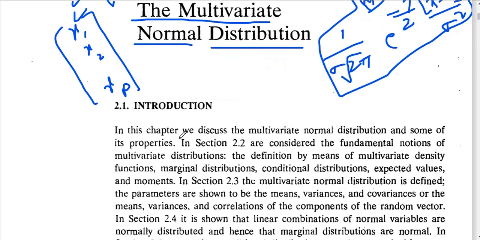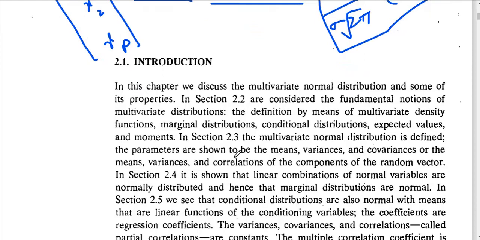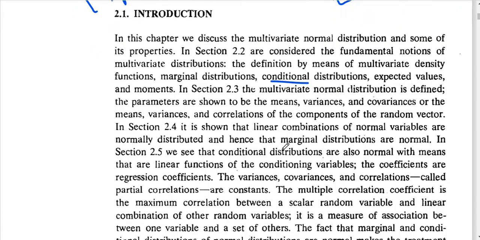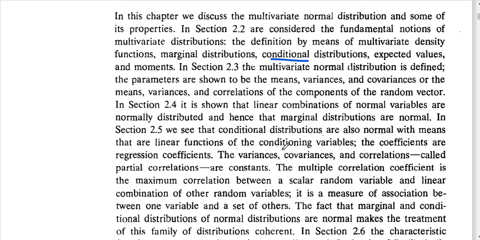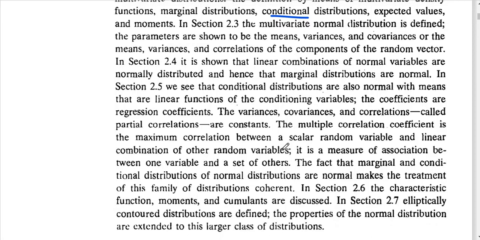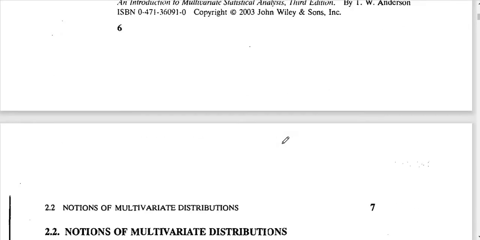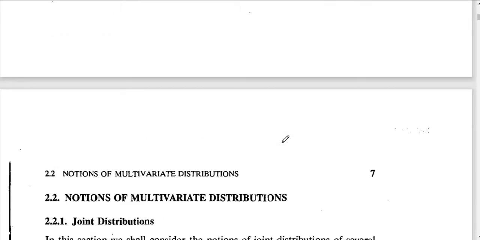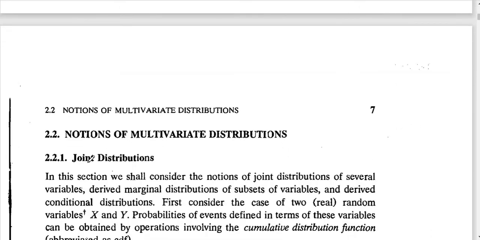In this chapter we discuss the multivariate normal distribution and some of its properties. Consider the fundamental notations of multivariate distributions. How we can define the marginal distribution, the joint density, the conditional distribution, and expected values. These things we can also discuss here. How we can define the correlation matrix. We already know what correlation and covariance are. Now we can see them in detail in the multivariate case. Univariate is different and multivariate is different. Now we can look at the joint distribution.